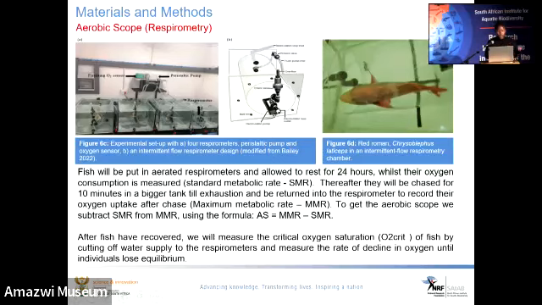And thereafter, we will measure the critical oxygen limit of the fish by cutting off the water supply to the respirometers and measuring the rate of decline until the fish lose equilibrium.